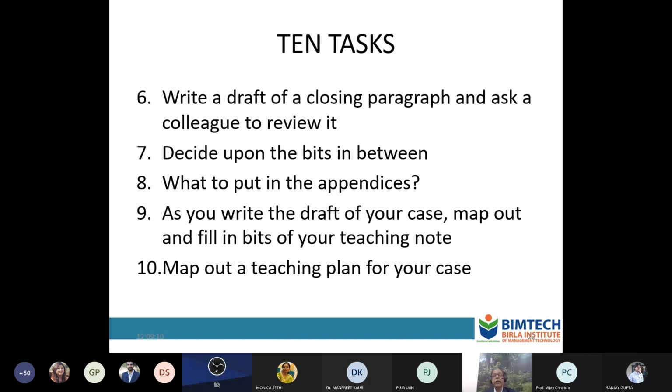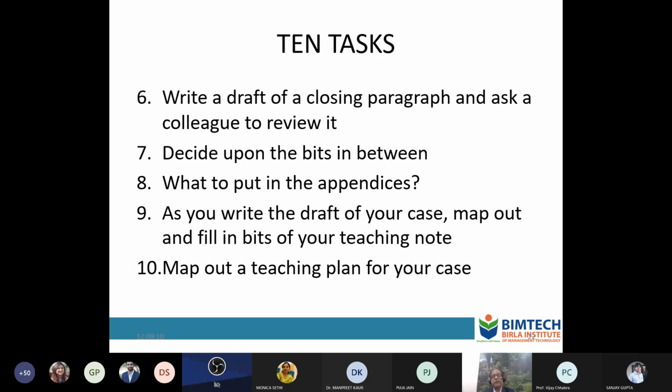Then say that write the closing paragraph without writing in between. What do you want to achieve? How will you place it? How will you close that? That also should be very, very intriguing, so that the discussion can start in the class.